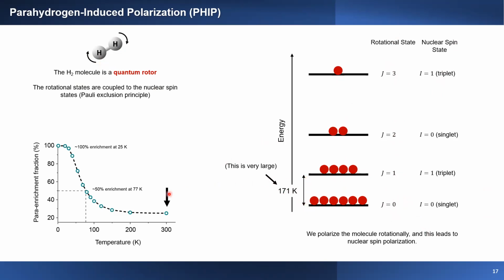So what we can do, I think I have a nice animation here, we can reduce the temperature of the hydrogen gas down to on the order of about 25 Kelvin. And we have 100% para enrichment, because what happens is the population falls down to this lowest rotational energy level. And that means that all of the nuclear spins must be in the spin singlet state.